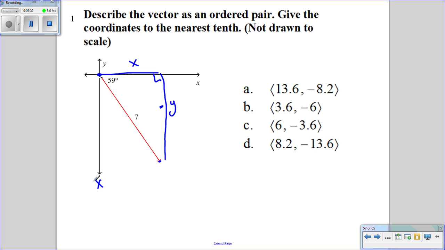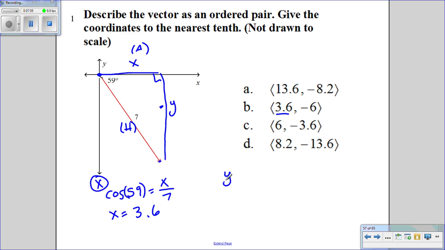So let's do the x coordinate first, okay? X would be adjacent and hypotenuse right here. That's cosine 59 equals adjacent over hypotenuse. Okay, we're going to multiply those together because x is up high. So we have cosine 59 times 7. All right, we get 3.6. So you can see right away our x coordinate being 3.6 gives us the answer right away.